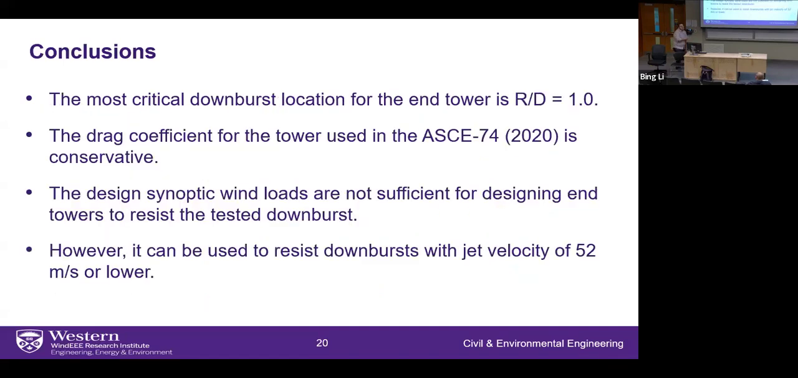So for the conclusion, the most critical case for the end tower for the downburst is R over D equals 1. And the drag coefficient for the tower used in the ASCE is conservative. And the design synoptic wind load is not sufficient to resist the tested downburst, but it can be used to resist a downburst in the full scale model of a jet velocity of 52 meters per second.